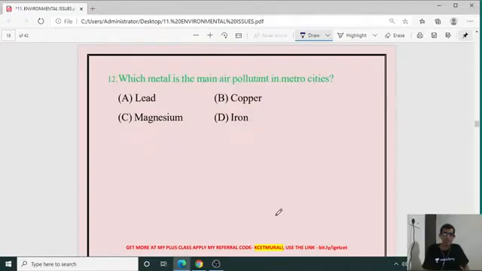Then which metal is the main air pollutant in metro cities? In metro cities, in mega cities. So 12th one, the right answer is lead. Lead poisoning is one of the major issues in the case of cities.